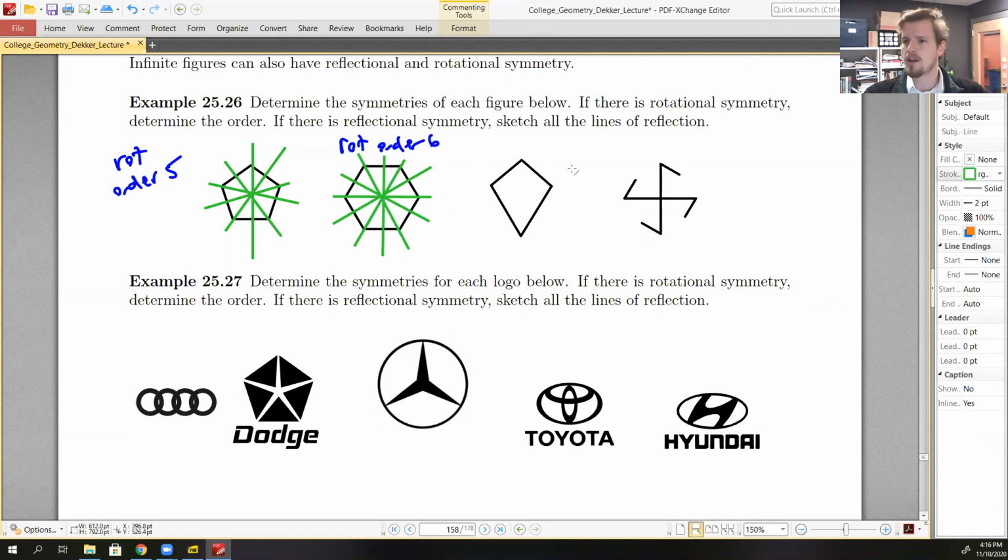For the next image, we can't rotate a diamond at all and have it end up the same. So we only have one line of symmetry and no rotational symmetry.